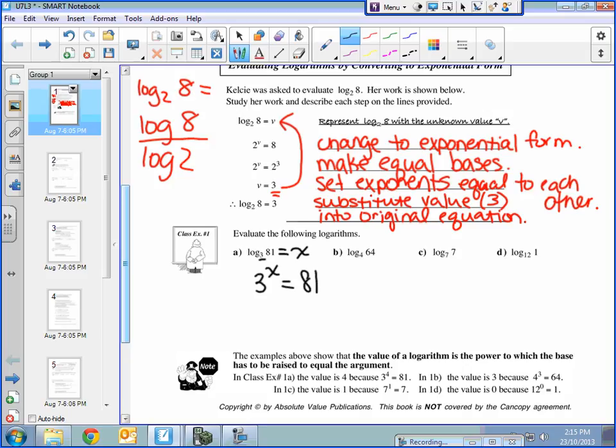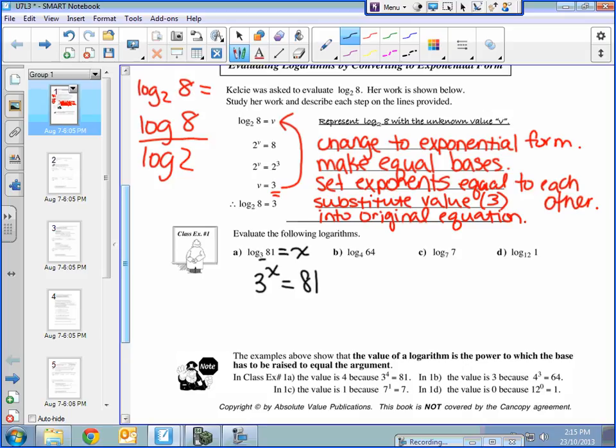Now we have to set our bases equal to each other and then solve for x. So the biggest thing here, guys, at Edgerton, this is what you missed yesterday. My base will always stay the same. So my base in my logarithm is 3. My base in my exponential equation will be 3. My value in my logarithm is x, so that'll be my new exponent. My argument then turns into my value. Do you guys see where all these numbers are going?